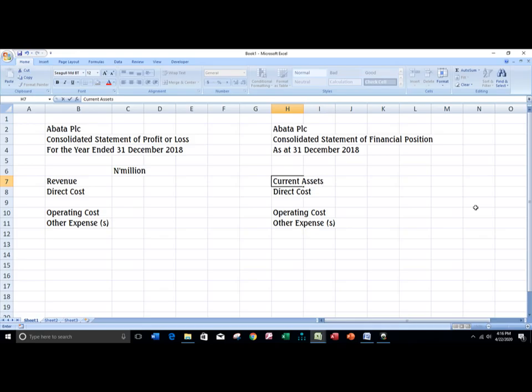Under current assets, then I think we have another one under current liabilities. Current assets, current liabilities, and it's like we have property, plant, and equipment also. Brilliant. So let's lay out all the structures this way then.